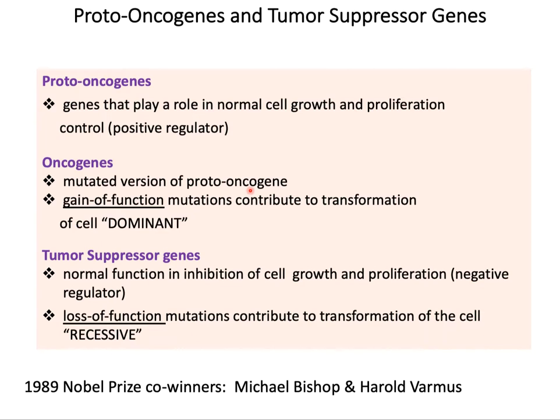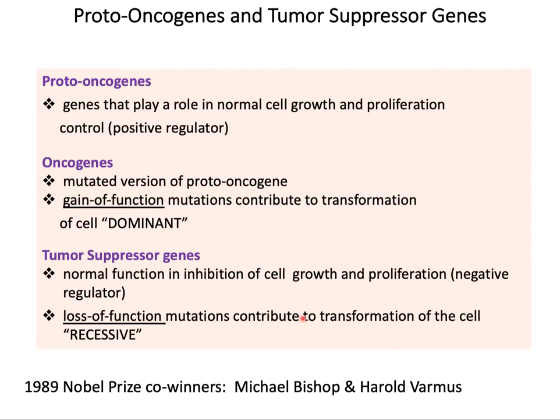The other major class of gene is the tumor suppressor genes, and their normal function is as negative regulators of cell growth. So they inhibit cell growth. And we learned in the cell cycle lectures that there is a delicate balance between the positive regulators and the negative regulators of cell growth. And that's where you get this exquisite control of the cell cycle.